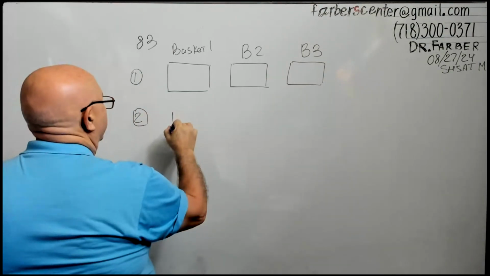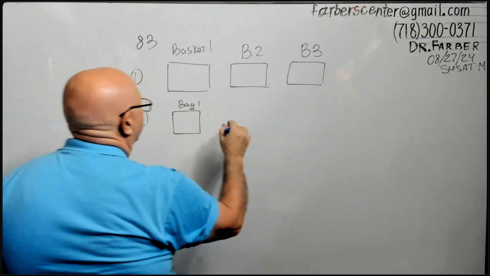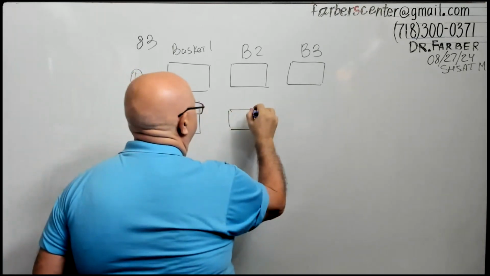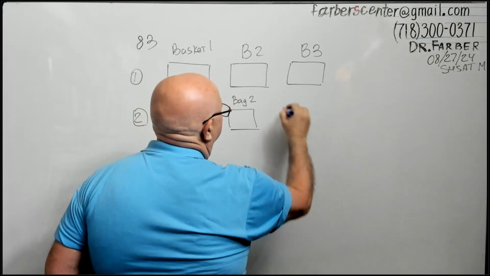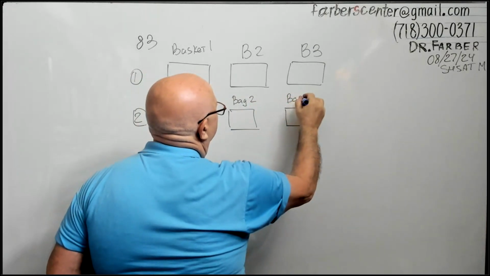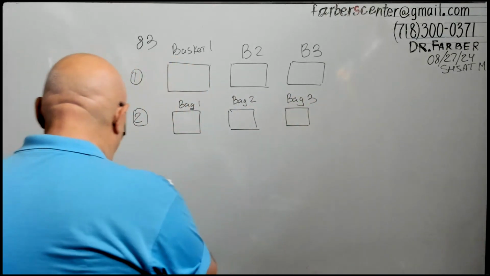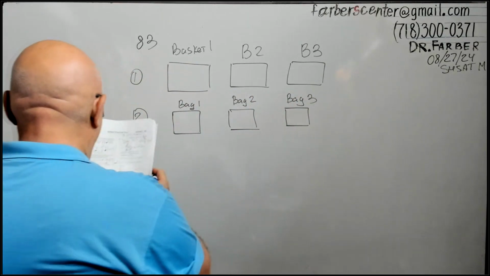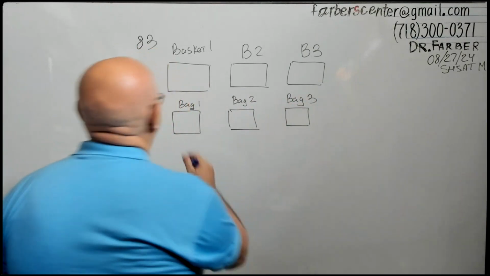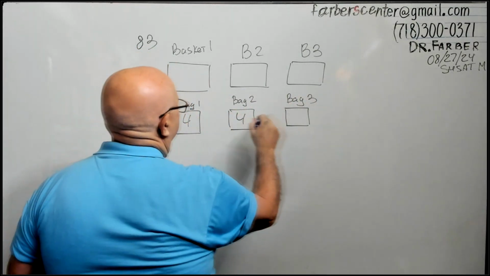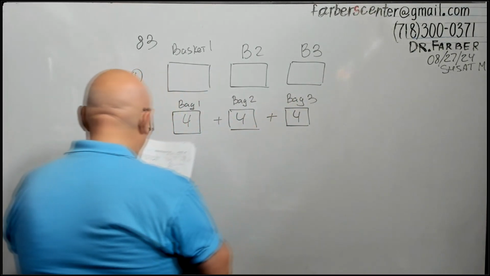Bags. Smaller. This is bags. Bag 1, bag 2, and bag 3. Just for illustration. Okay. And they said put 4 candies in each of them. 4 candies in each of them. So overall we have 12 candies.